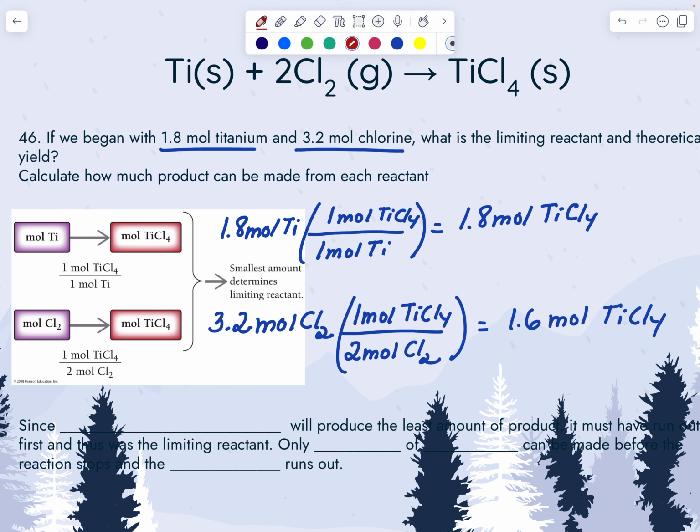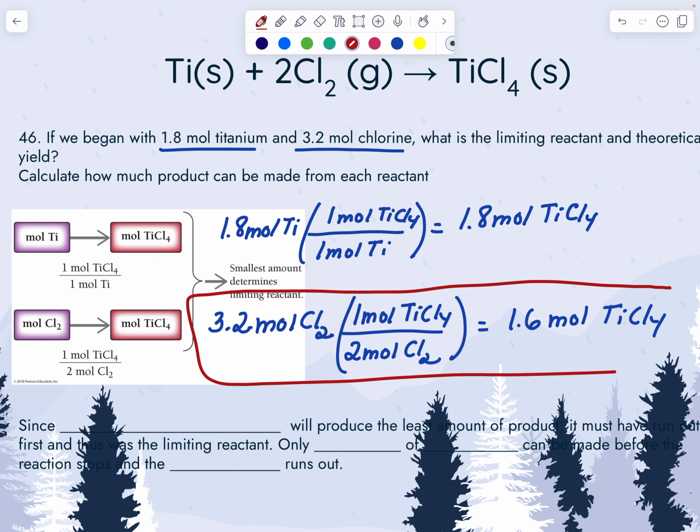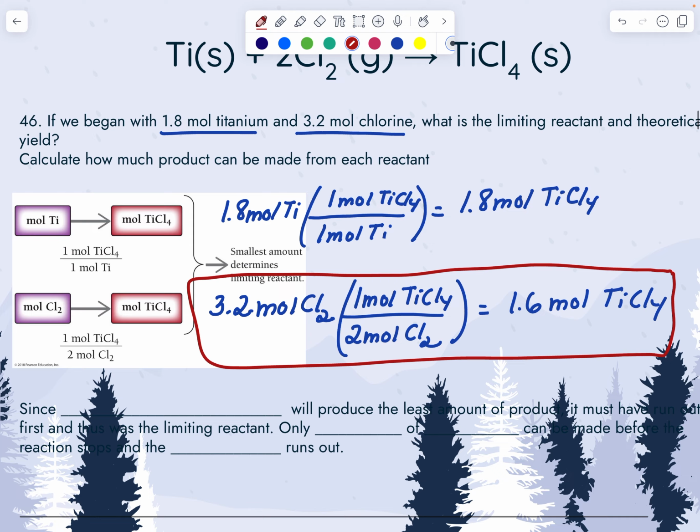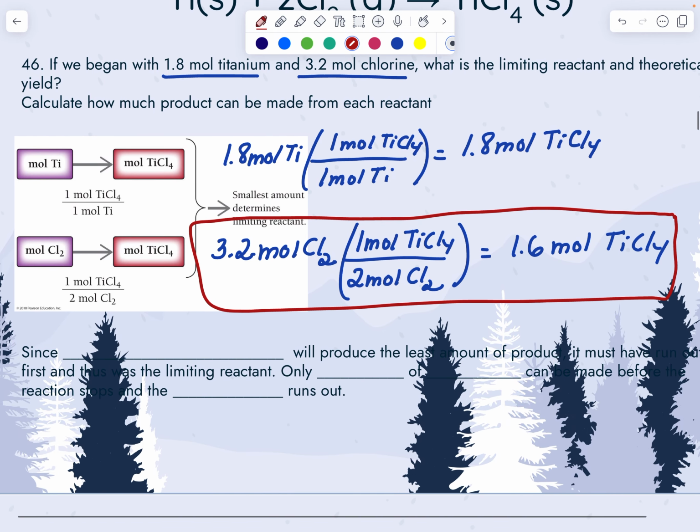And remember with the pancake example, which one made the least amount of product? Well, it looks like this is the correct answer, because this is telling me that once I make 1.6 moles of TiCl4, titanium 4 chloride, the reaction's going to stop. Why? Because all of the chlorine will be used.